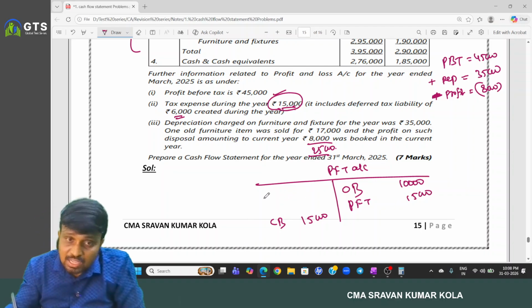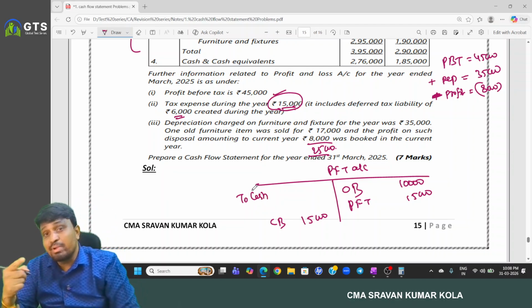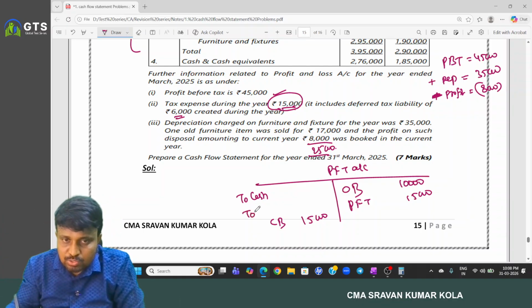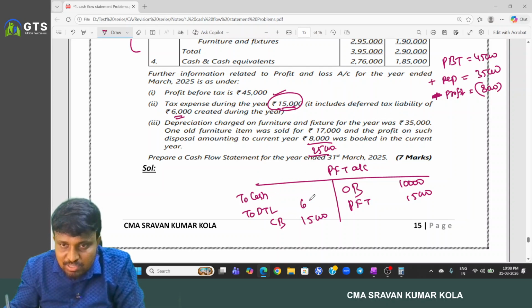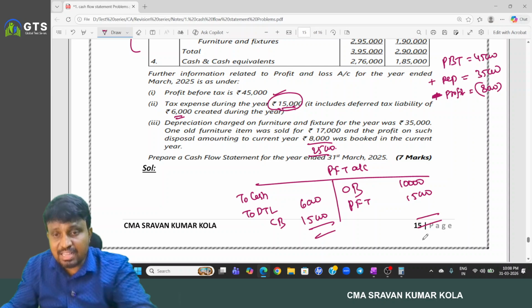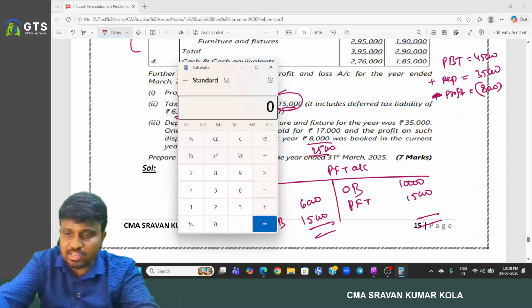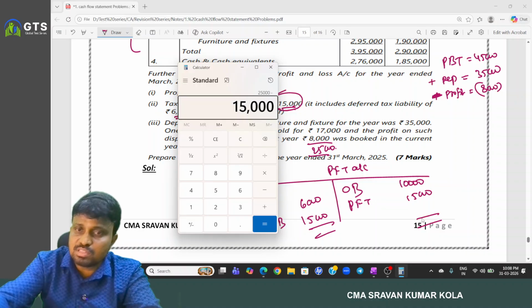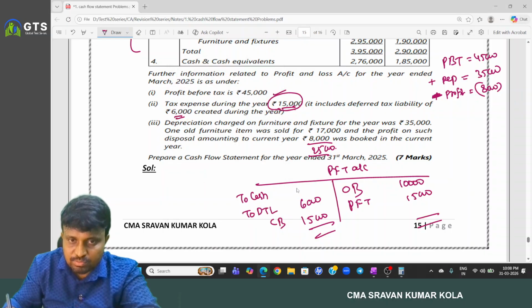Provision for tax 15,000. And generally, we consider it as cash, but the total amount we did not pay during the year. Out of that, some payment will be deferred to the subsequent period. So we have to transfer to DTL, deferred tax liability. Deferred tax liability is how much? 6,000. Deferred tax liability is 6,000. And the remaining amount: 10,000 plus 15,000 minus 15,000, minus 6,000, so 4,000.